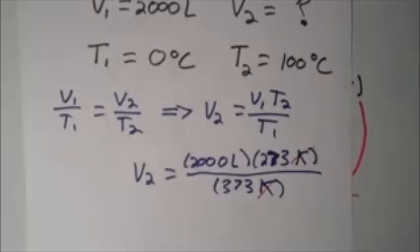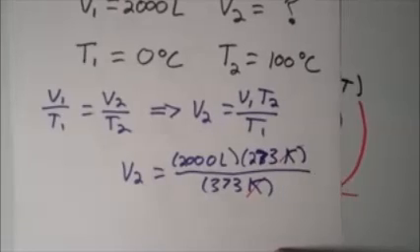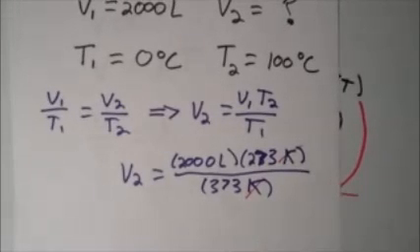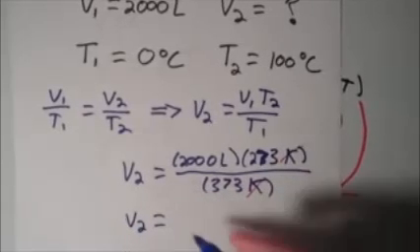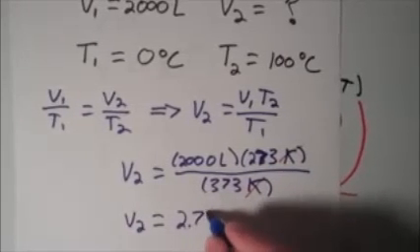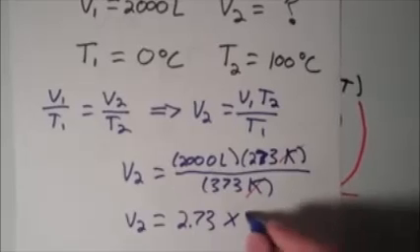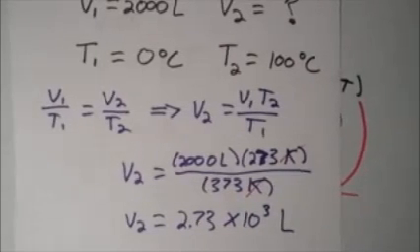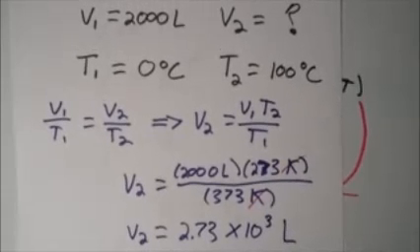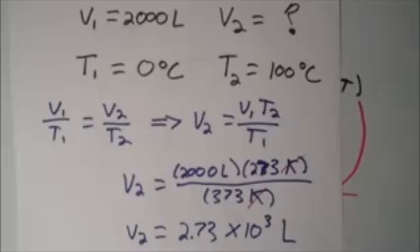And the new volume, let's see, I think I calculated it. Okay, yes. The new volume V2 is equal to 2.73 times 10 to the third liters. So about 2,700 liters. So that means that the volume of the gas increased by about 700 liters, which makes sense.